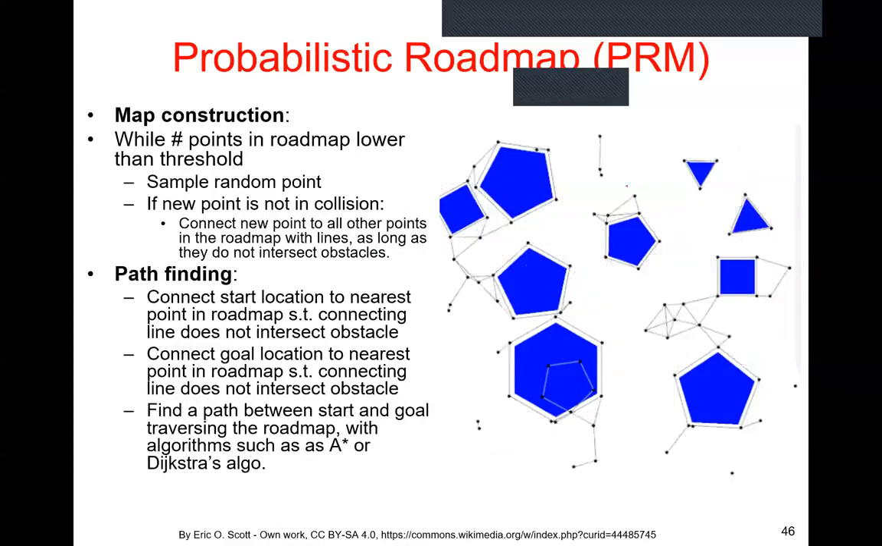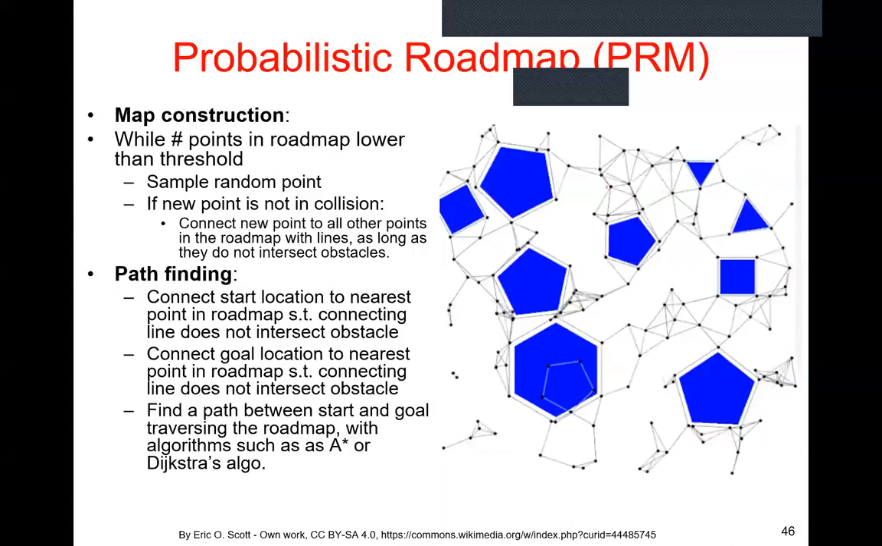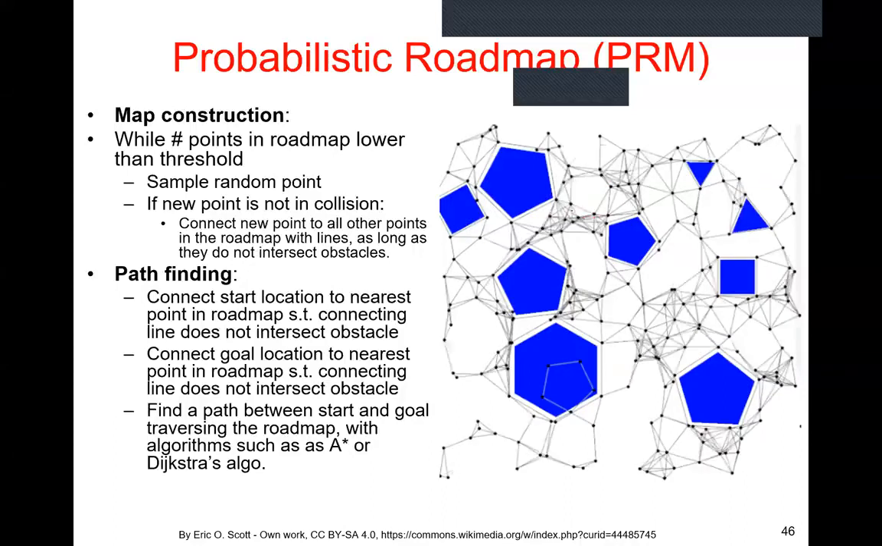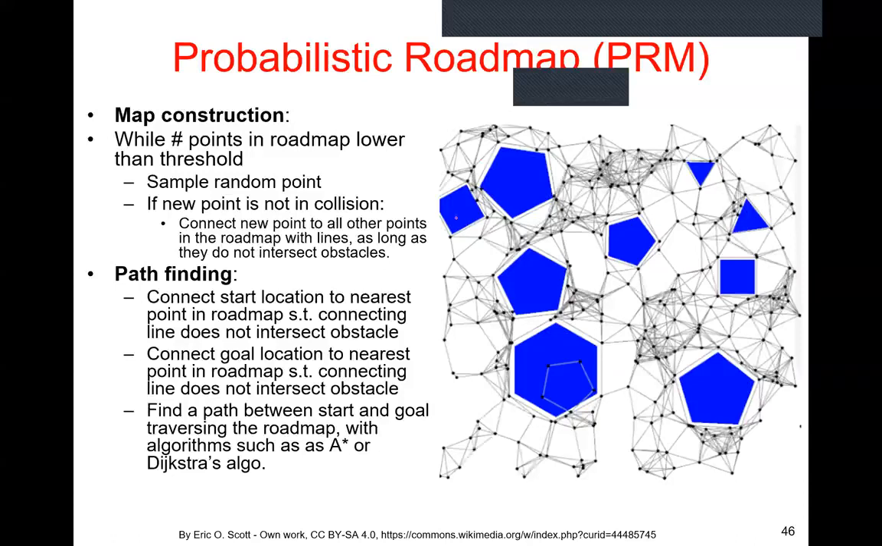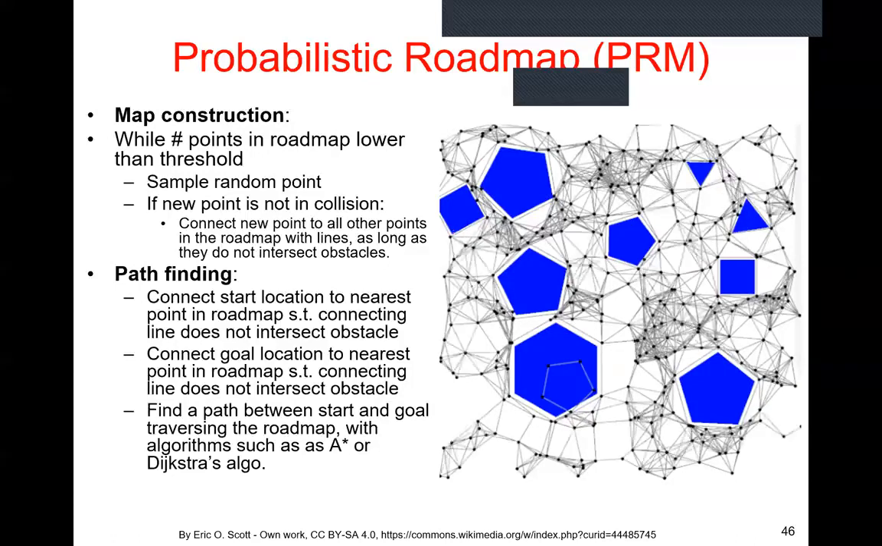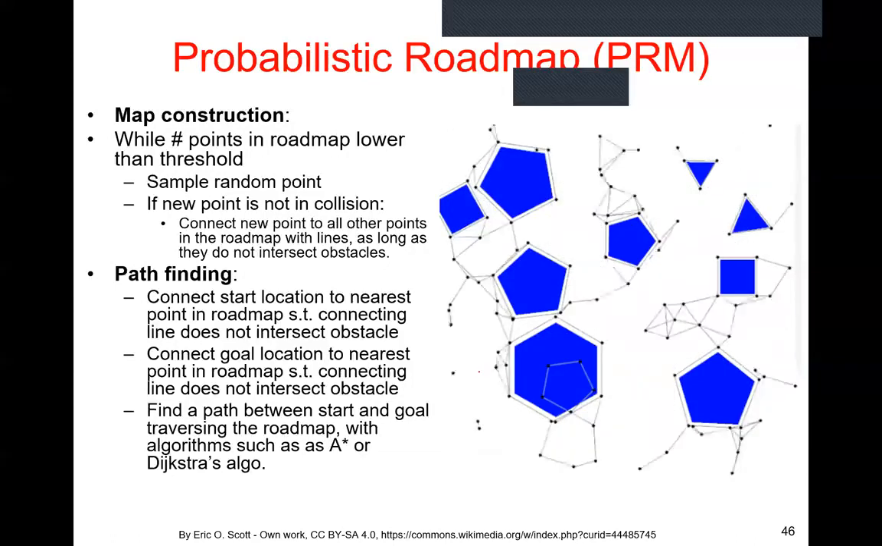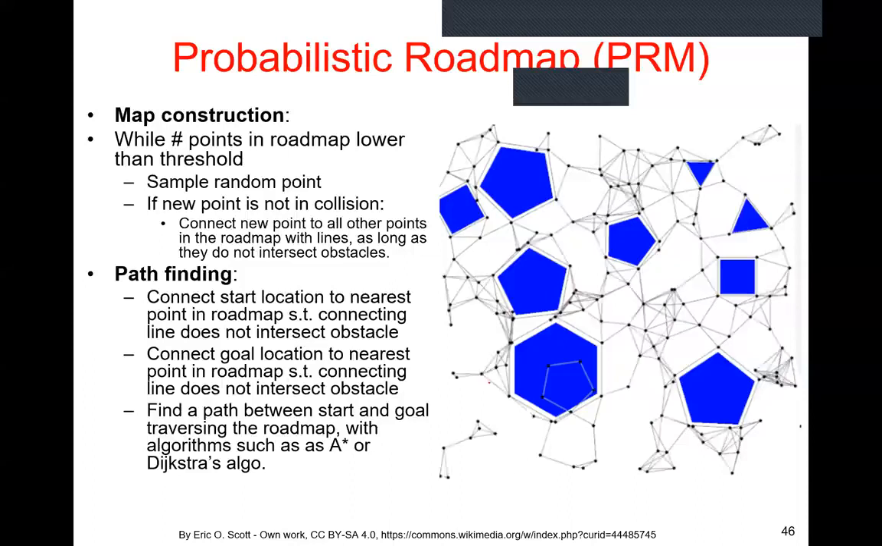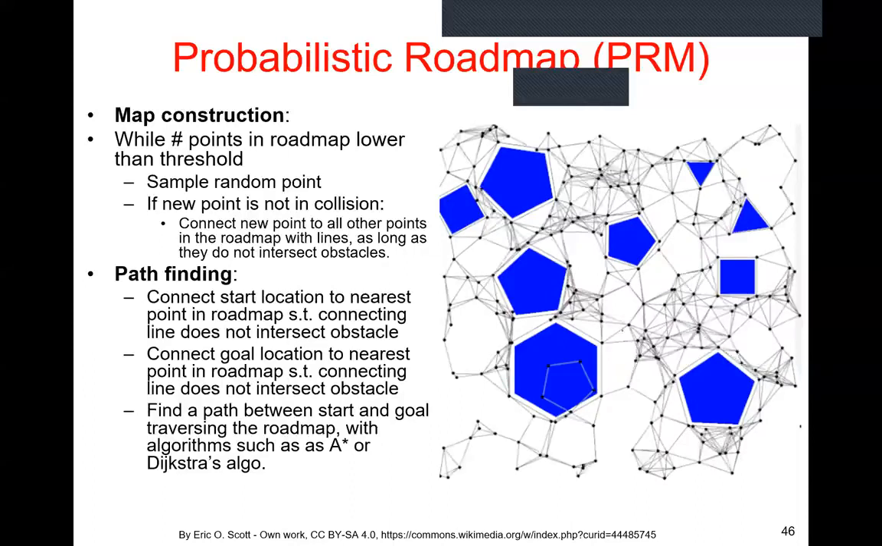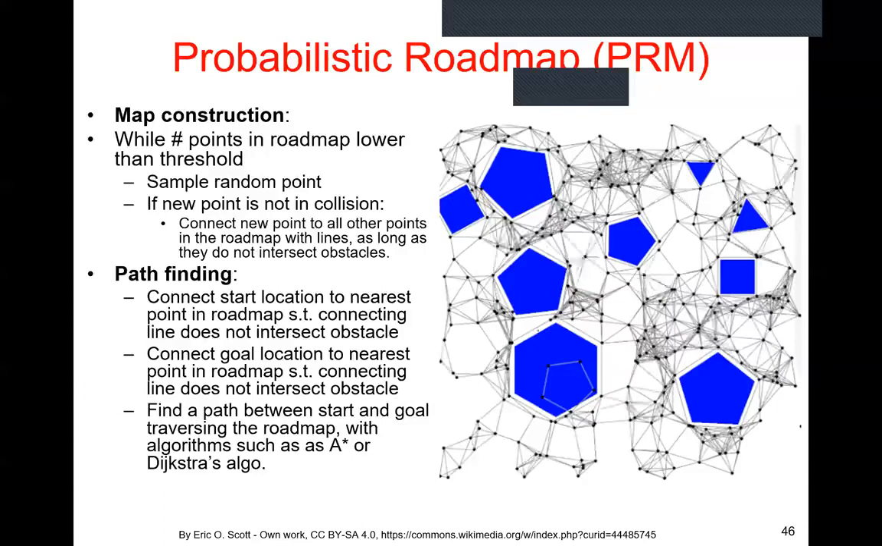So this figure shows the map construction process. You can see it gets a very dense graph in this area, avoiding all the obstacles, the blue parts.